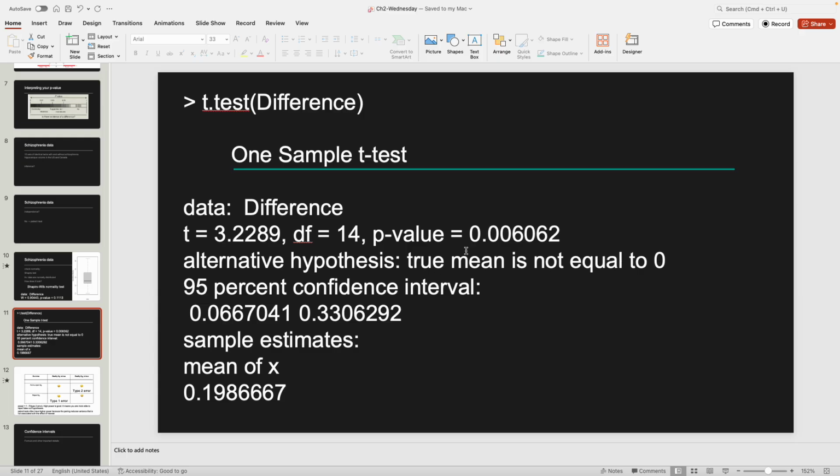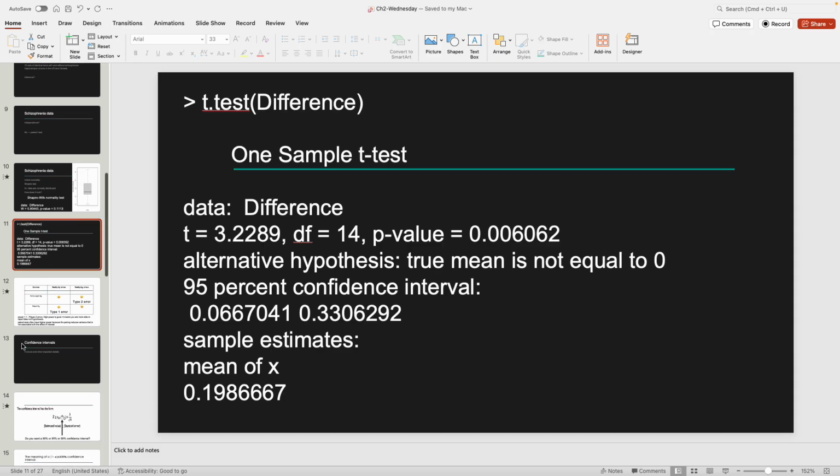So I conclude that the mean brain size of schizophrenic individuals or twins is different than non-schizophrenic. The 95% confidence interval indicates that this difference could be as small as 0.066 cubic centimeters or as large as 0.33 cubic centimeters. The average difference is going to be about 0.19, or 0.2 if you want to round.